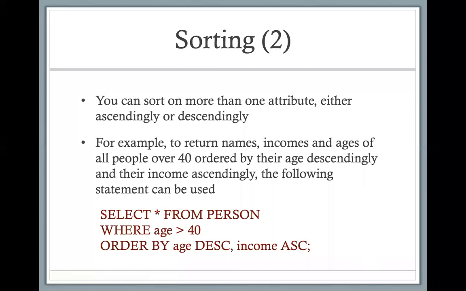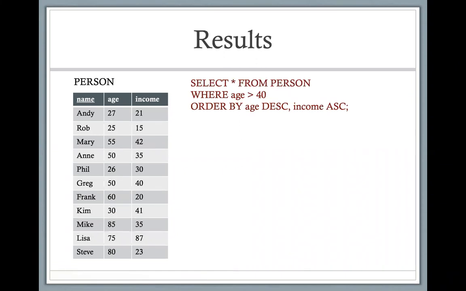Select everything. Yeah, select all the attributes from person where age is greater than 40, and then ordered by age descendingly and income ascending. Okay. So let's see the results of this query. Think about it a little bit, and then we'll discuss.